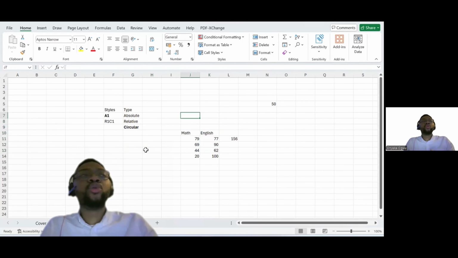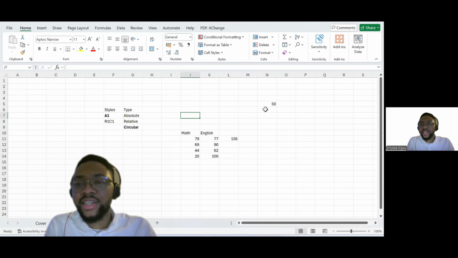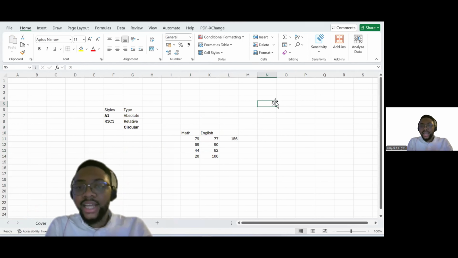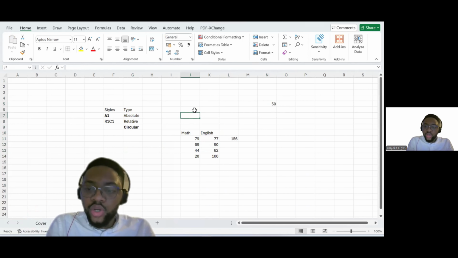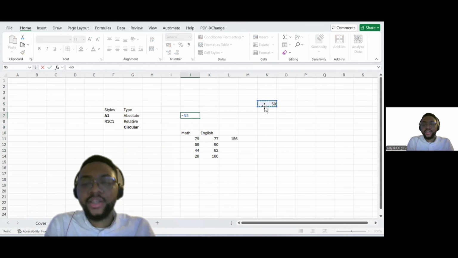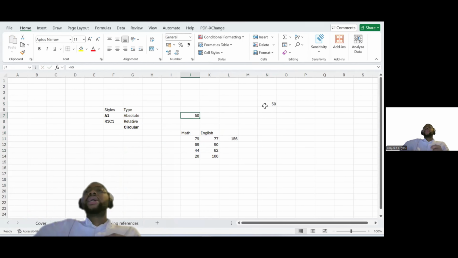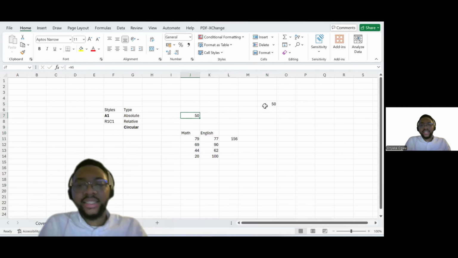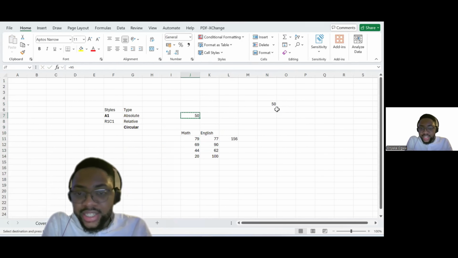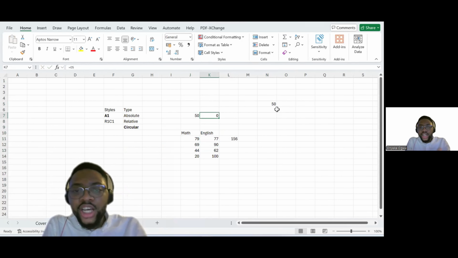Now, we want to absolutely reference cell N5. So if I do equals N5, what I've done is that I've referenced it, but I've not absolutely referenced it. When I absolutely reference something, it means that, for example, if I copy this and I move it to the left, it's not giving me 50.